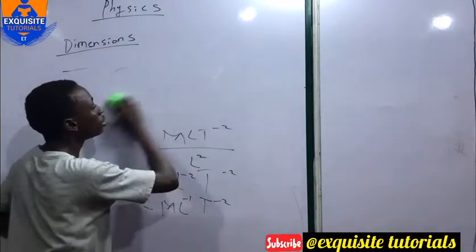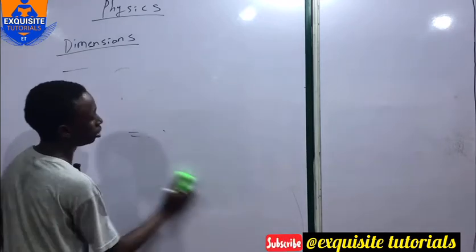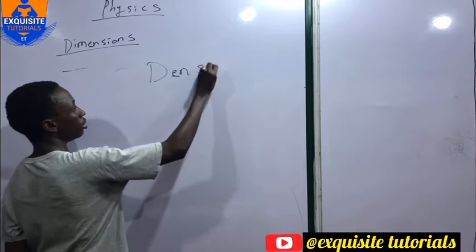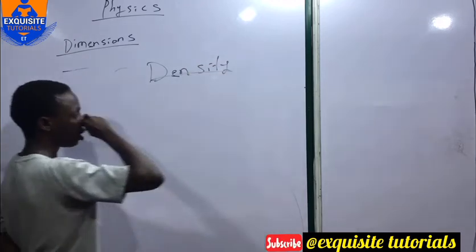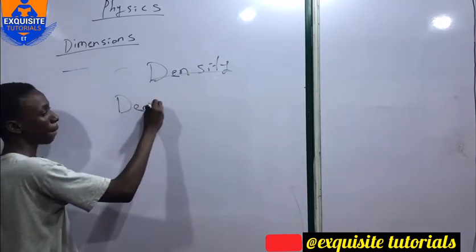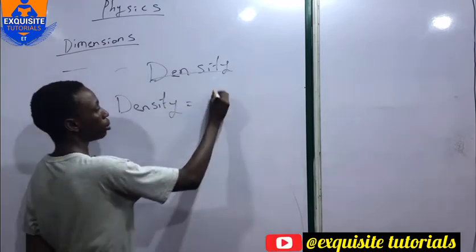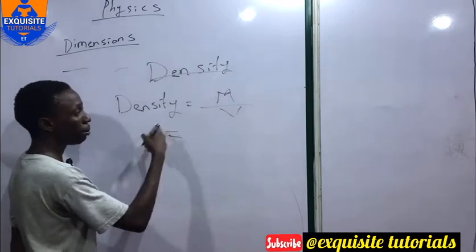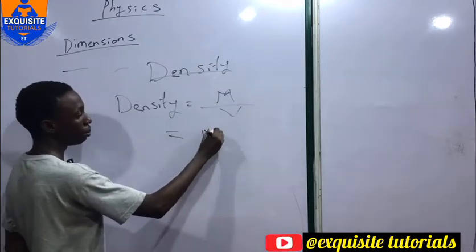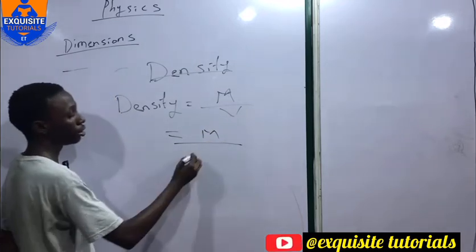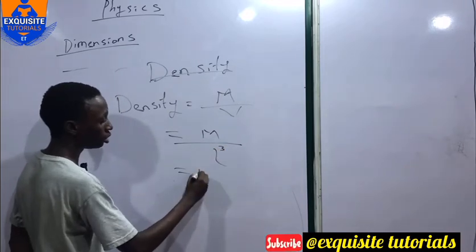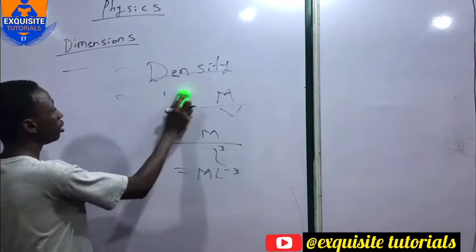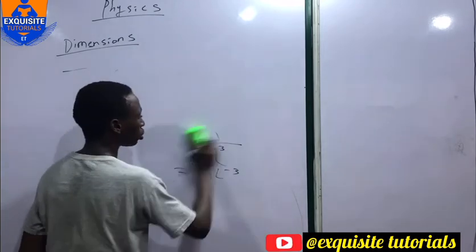Now let's derive the dimension for density. We know that density is equal to mass over volume. This is pretty straightforward and easy. Mass can be represented as M, and volume can be represented as L cubed. So density is ML^-3. Very easy.